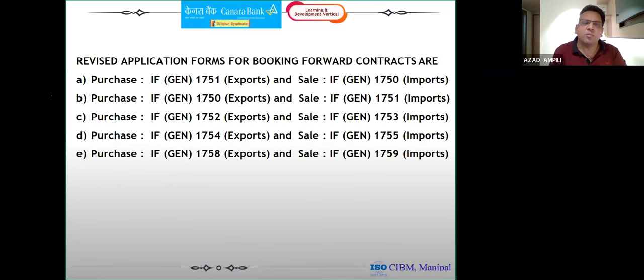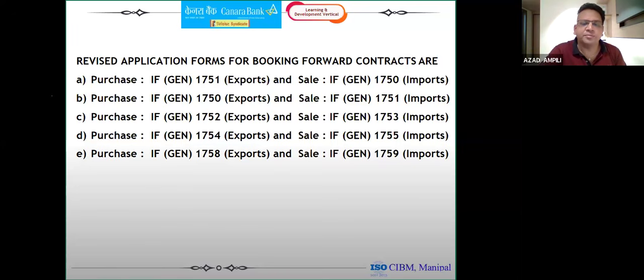Now, one more question is there on your screen. Revise the application forms for booking forward contracts. 1751, 1750. Option A, B, some say this, some say that. Some confusion is there initially, but slowly it is settling right now. This confusion will be there. Venkatachalam ji, you made it right very well.